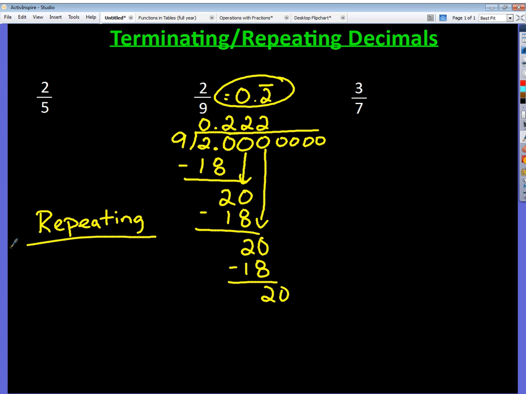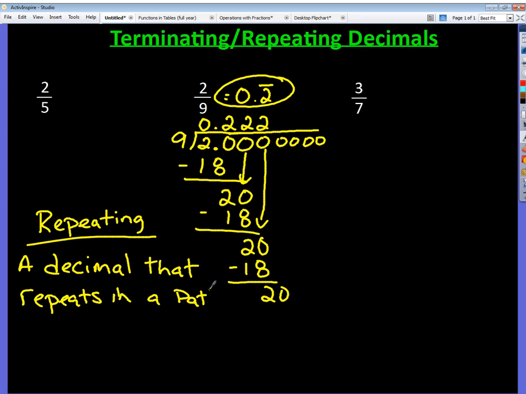Here's what a repeating decimal is. It is a decimal that obviously repeats, but the specific part of this is it repeats in a pattern. And what do I mean it repeats in a pattern? Well, this is your pattern. Every time I keep dividing 2 by 9, I get a 2 repeating forever. That 2 keeps coming up every single time I go through and divide this. That is a pattern. I could have a different pattern.